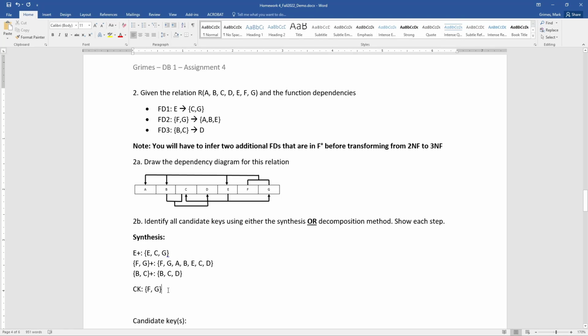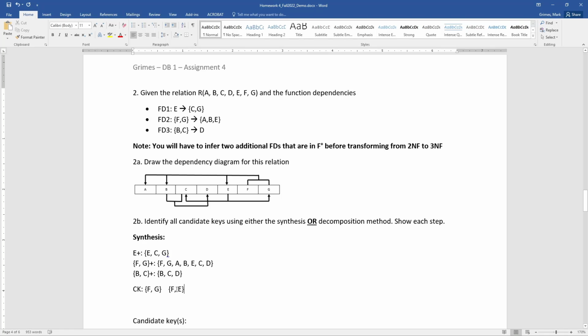So now we want to identify if there are any other candidate keys in the relation. And we do that by asking, are any of the attributes that make up this candidate key dependents in any of our functional dependencies? And in this case, the answer is yes. E functionally determines G, right? So anywhere we have a G, if we know the value of E, we could figure out that value of G. So we can replace any G with an E. So we also have a candidate key of FE.